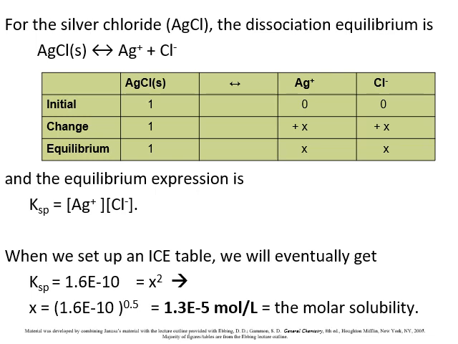So here's the ICE table. Very simple. The Ksp expression is just going to be the concentration of Ag+ times the concentration of Cl-. We end up with x squared equals 1.6 times 10 to the minus 10, and take the square root of both sides, and we get that x is 1.3 times 10 to the minus 5 molar. So that's the molarity. It's also the solubility. Next slide.